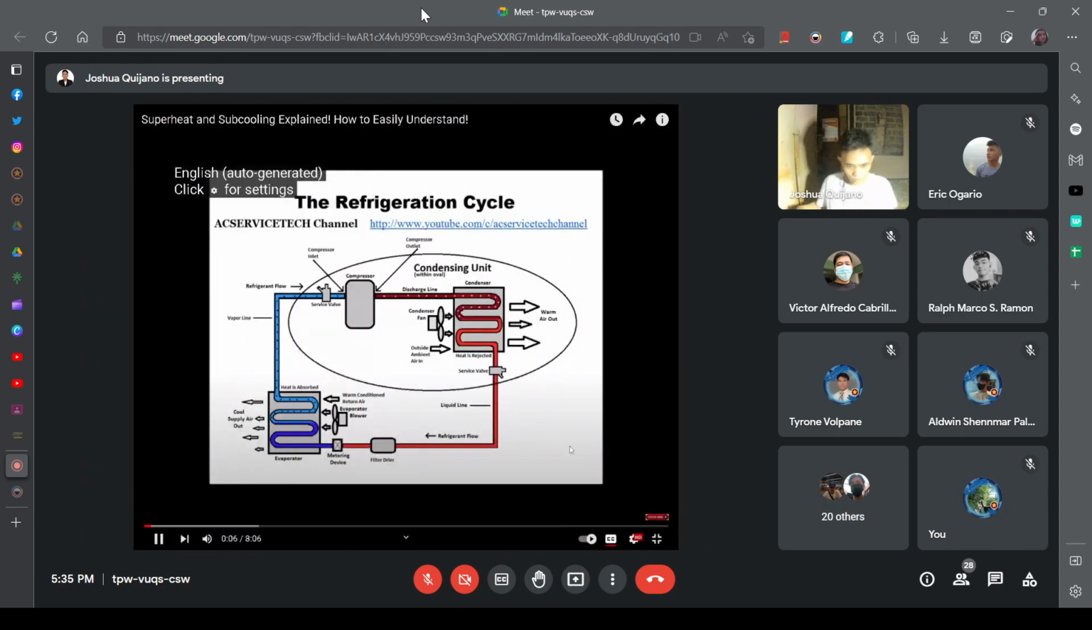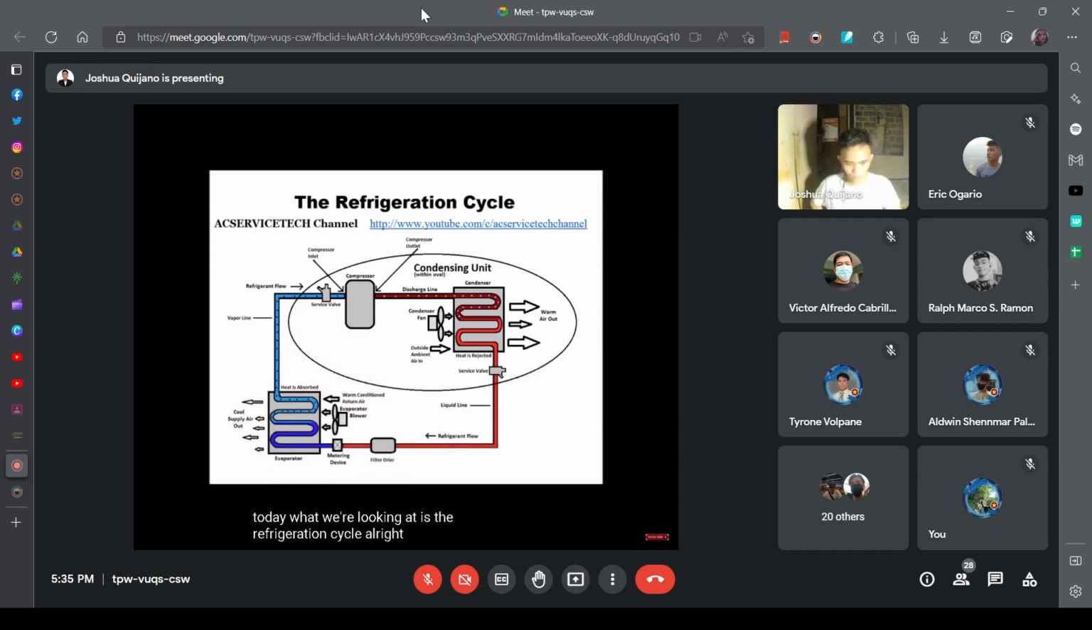Hey guys, this is AC Service Tech, and today what we're looking at is the refrigeration cycle, all right? And we're looking at subcooling and the importance of superheat. All right, so we're just going to do a quick rundown on the refrigeration cycle, and then we're going to go ahead and get started.